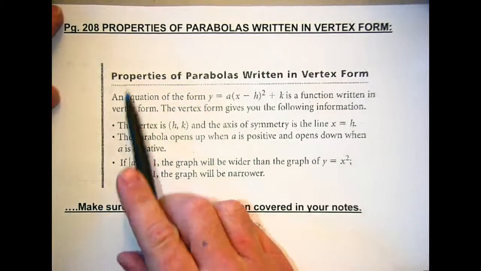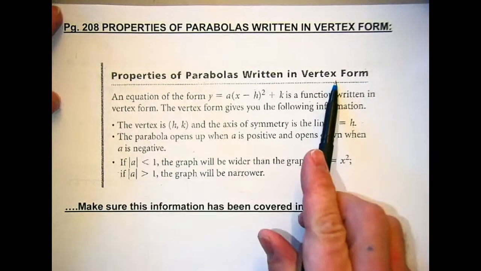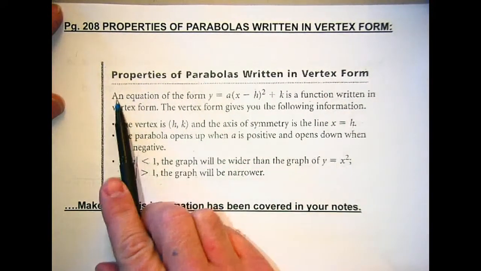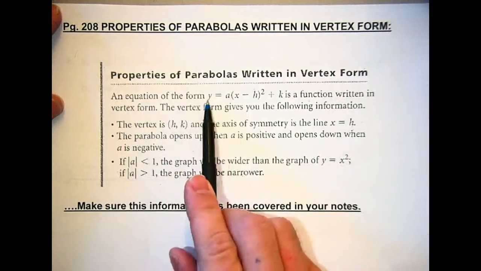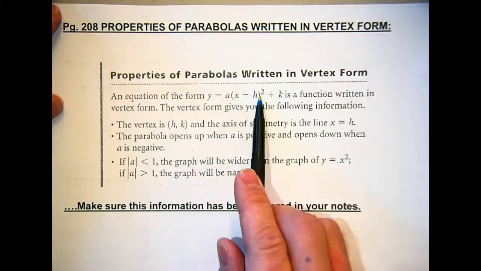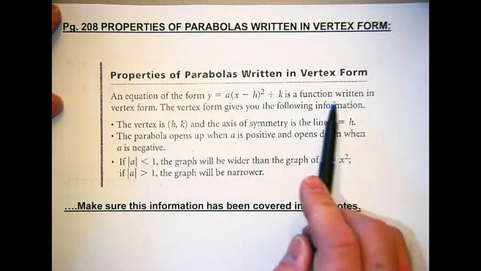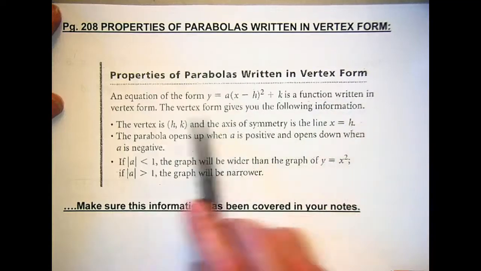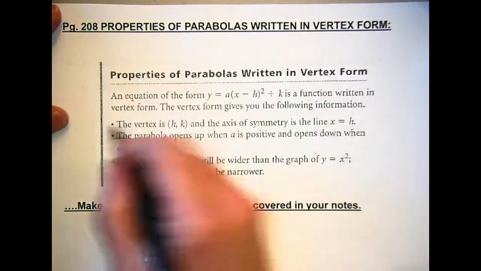Okay. An equation of the form y equals a times quantity x minus h quantity squared plus k is a function written in vertex form. So what is vertex form? Well, that's what that just said.